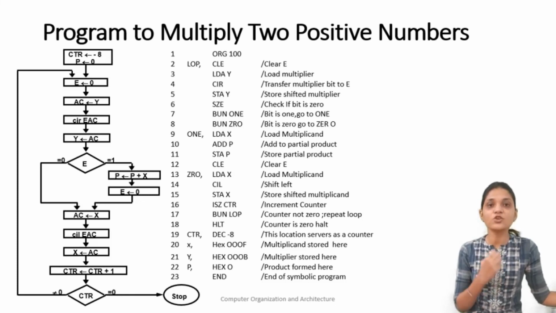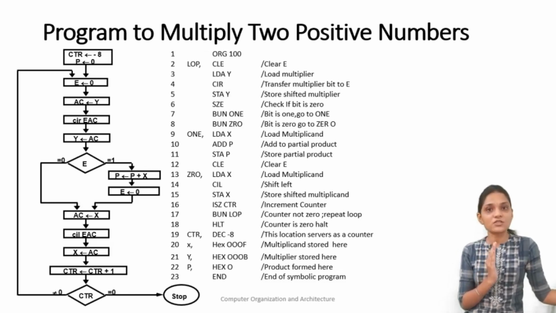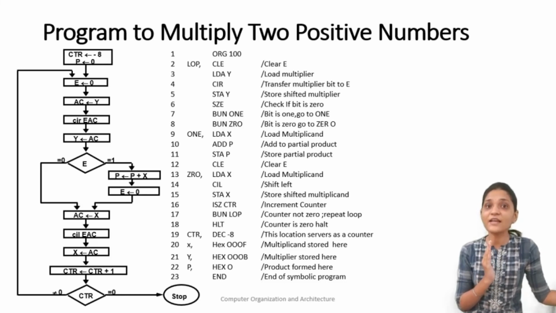In this instruction, your CTR's content is going to be incremented by 1 first, and then it is going to be checked whether the incremented content is 0 or not. If it is 0, then the next instruction that you have used, branching to loop, is going to be skipped. If your content is 0, then your BUN instruction will be skipped. Otherwise, it will execute this instruction. That means it will branch to the loop.